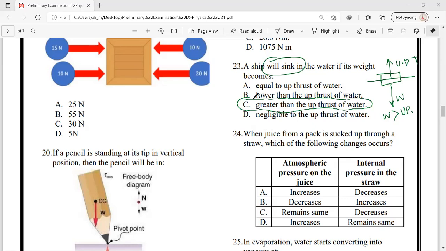In question number 24, when juice from a pack is sucked through a straw, which of the following changes occurs? Let's say we have a can of juice, and in this can of juice we have inserted a straw. ये हमने जो है वो उसके अंदर स्ट्रॉ प्लेस कर दी. सो वर्किंग हमने पढ़ी थी स्ट्रॉ की.